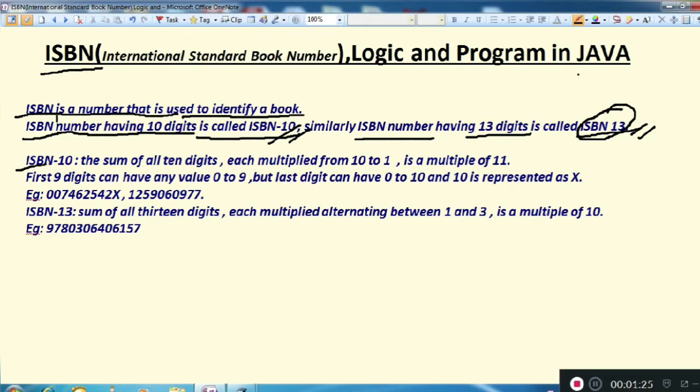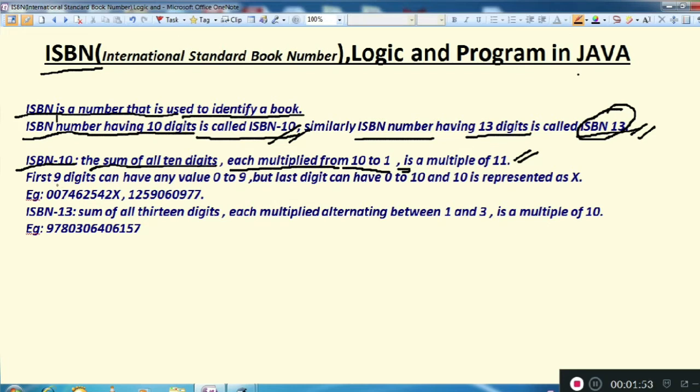So first ISBN 10: the sum of all 10 digits, each multiplied from 10 to 1, is a multiple of 11. See what they are saying. हमें क्या लेना है, हमें सबका सम लेना है 10 डिजिट्स का, पर कब सम लेना है, when they are multiplied from 10 to 1. जो भी सम आएगा वो मल्टीपल होना चाहिए 11 का.